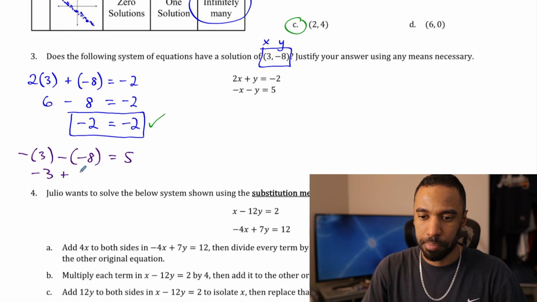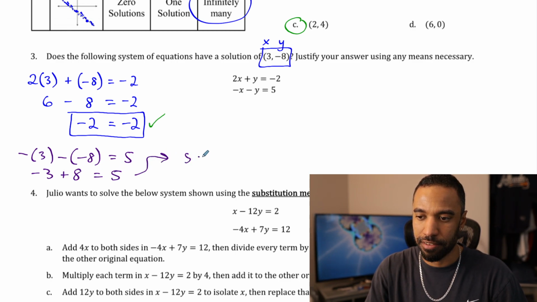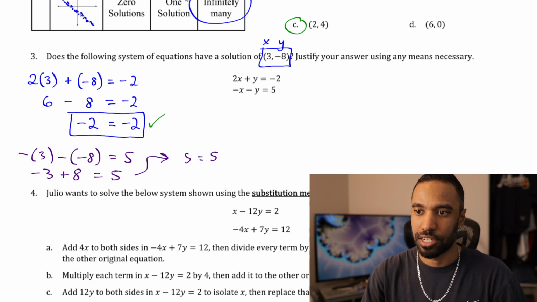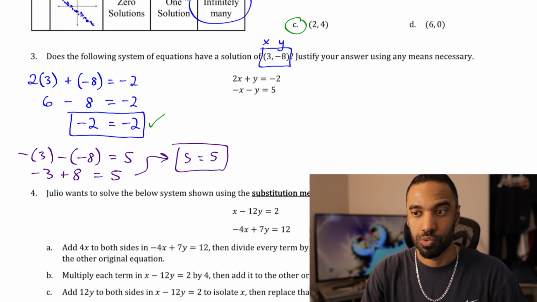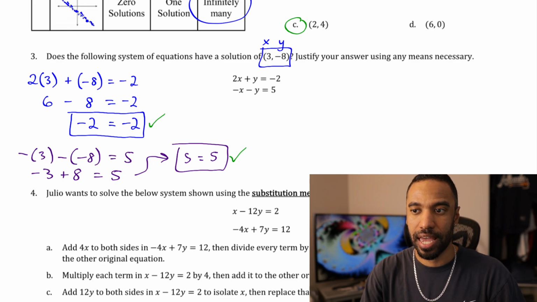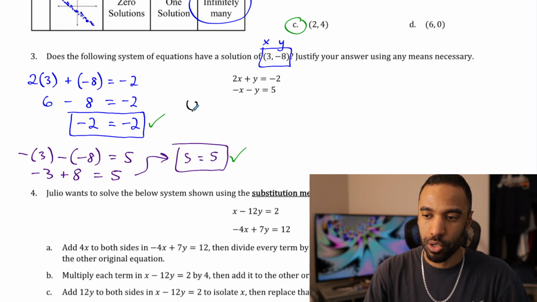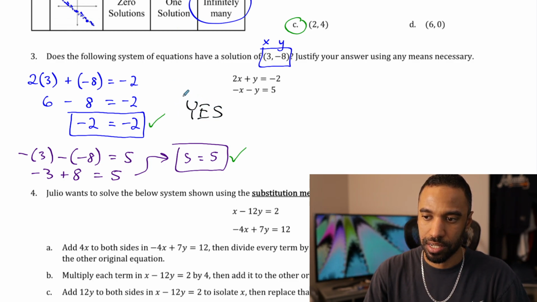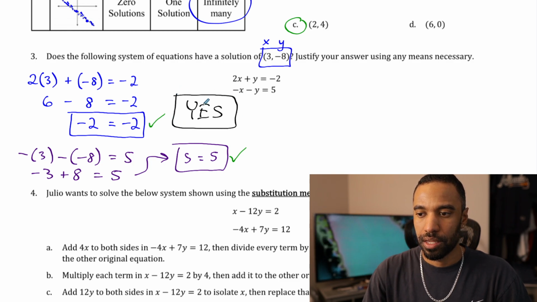-3 minus the negative is plus 8 equals 5. And -3 plus 8 is 5. 5 equals 5. That checks out as well. So both of these check out. So the answer to this unequivocally is yes. Indeed it is.